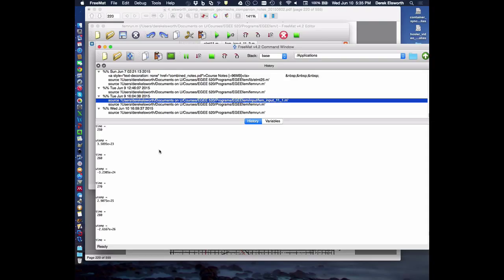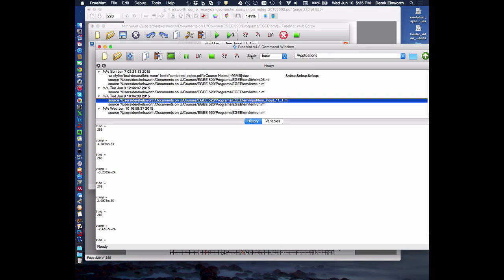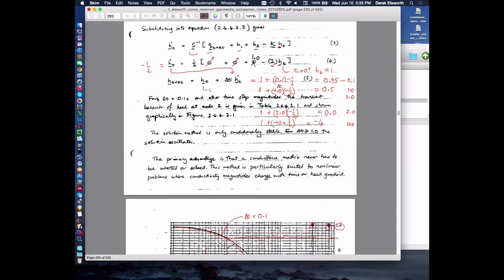What happens if we do the same time step, for instance, in this unconditionally stable mode? And that's this. What do you predict? What do you think? Based on the things we talked about.